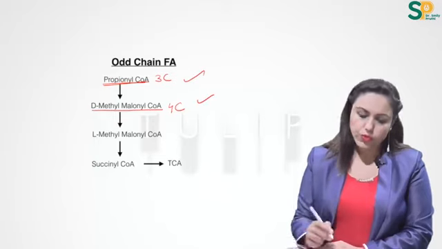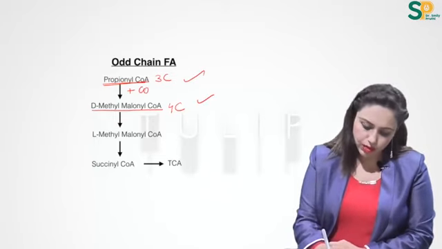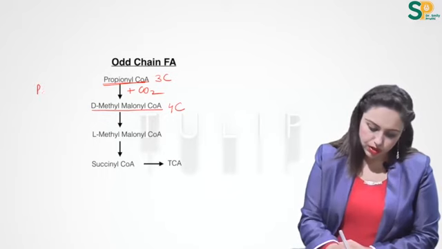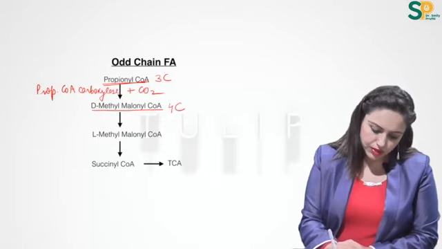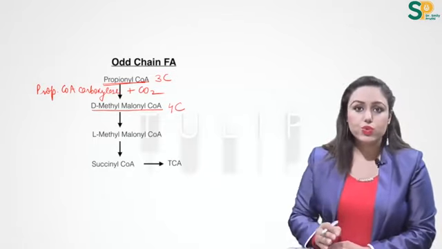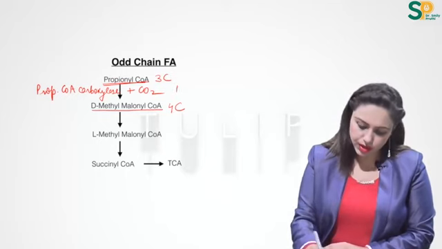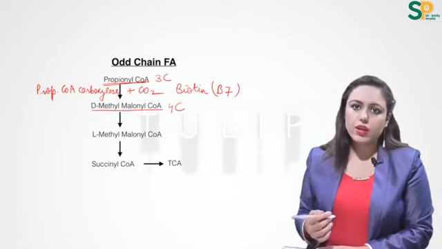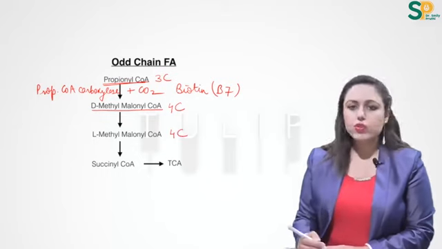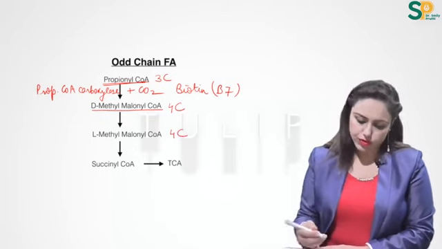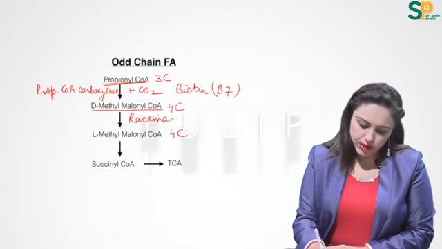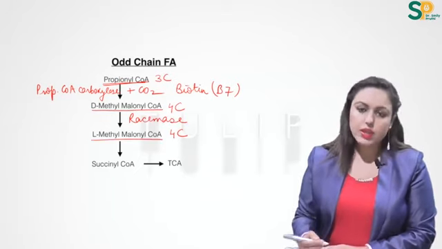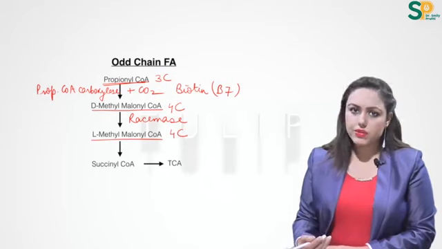So now from 3 to 4 carbon, obviously we have to add carbon dioxide. So the name of the enzyme will be propionyl CoA carboxylase. Any carboxylase uses biotin, that is vitamin B7. So this step also uses vitamin B7 or biotin. Next, D-methyl malonyl CoA gets converted to L-methyl malonyl CoA. So that is also a 4-carbon compound, an isomer of this. So the enzyme is racemase here. Capital D to capital L interconversion is always by racemase.